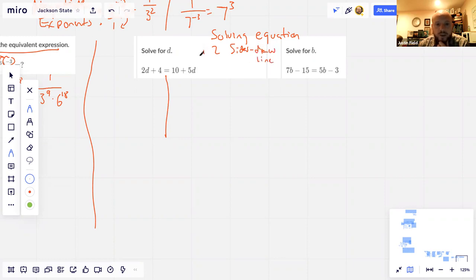And that's step one. Step two, well, we're not going to have to do step two in this one, but it would be to distribute if we saw the distributive property. Ready? Also, combine like terms.